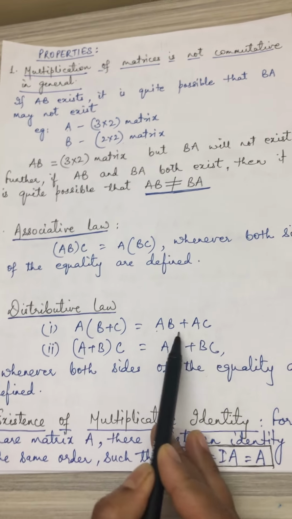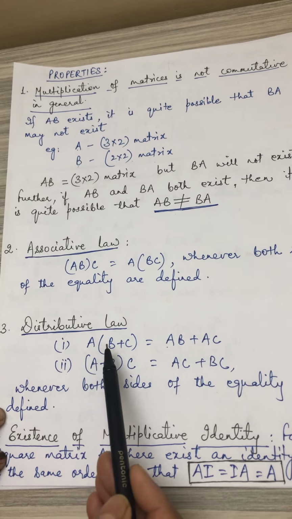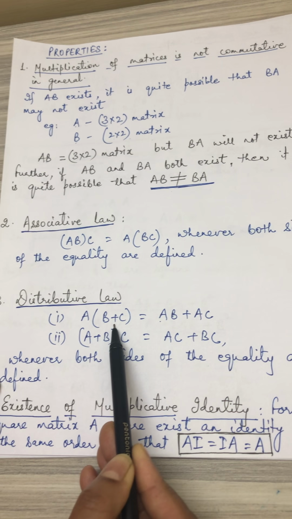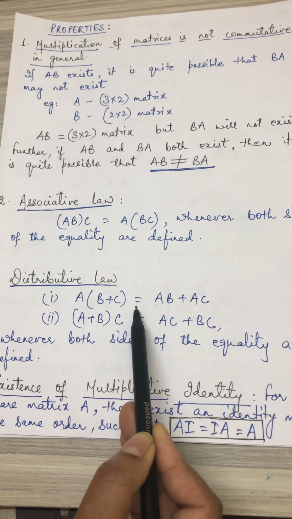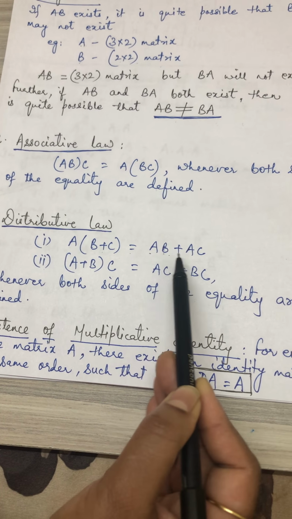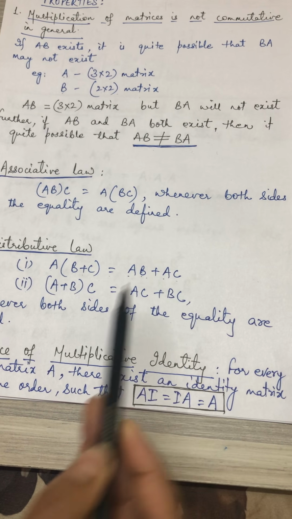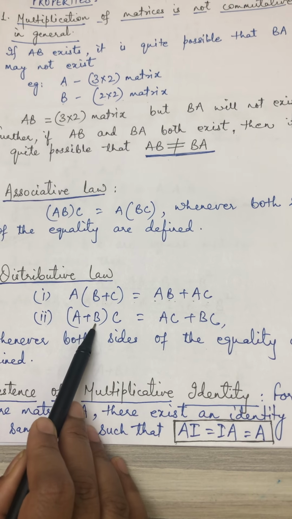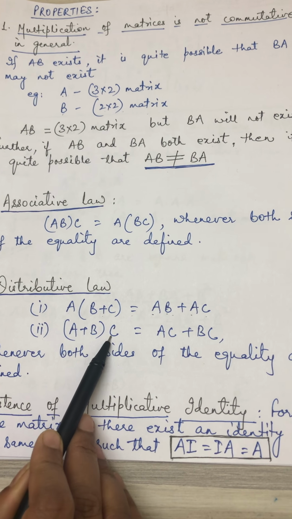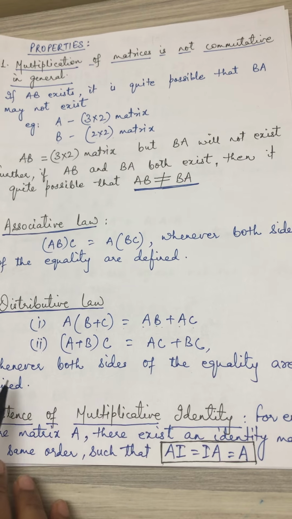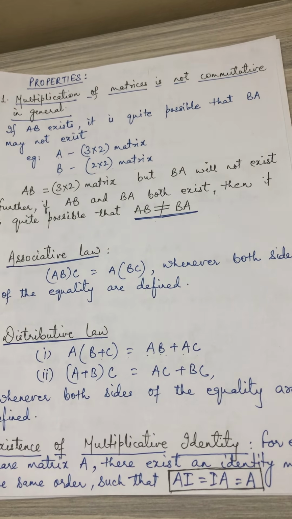If A, B and C are three matrices, then A multiplied with the sum of the matrices B and C is equal to matrix A multiplied with matrix B plus matrix A multiplied with matrix C. And the sum of the matrices A and B multiplied with matrix C is equal to AC plus BC, whenever both sides of the equality are defined.